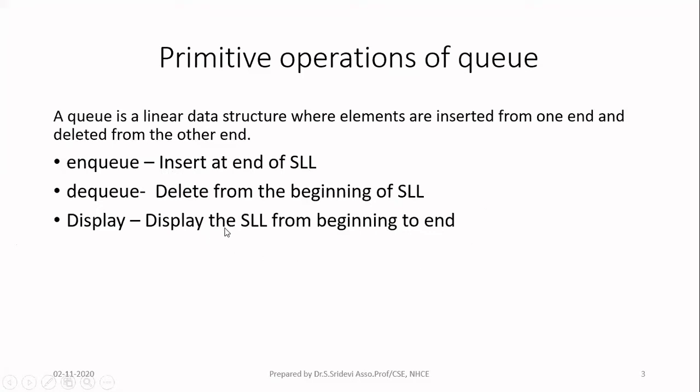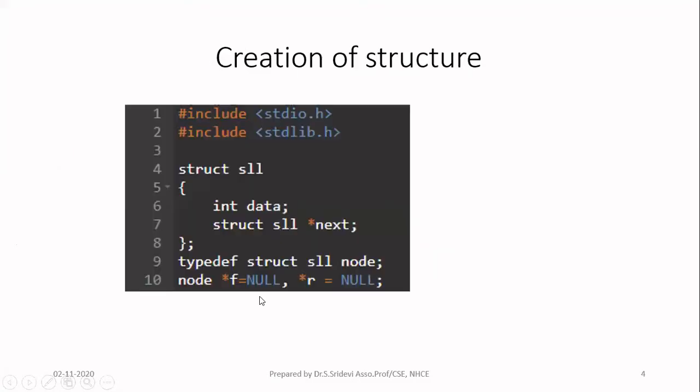This is a simple display we have seen in singly linked list, the same thing only, no change, but we will focus on it anyway one more time. So first, we are going to create the structure for representing your queue. Here, in case of linked implementation, we are going to use singly linked list to implement the queue.